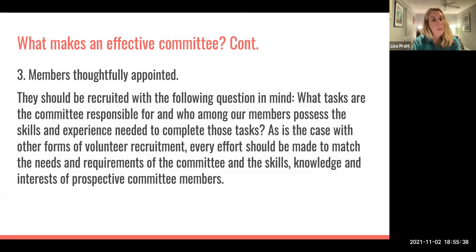So the 3rd point is members are thoughtfully appointed. They should be recruited with the following question in mind: what tasks are the committee responsible for, and who among our members possess the skills and experience needed to complete those tasks? As is the case with other forms of volunteer recruitment, every effort should be made to match the needs and requirements of the committee and the skills, knowledge, and interests of prospective committee members. I think right now Mike does a great job of interviewing prospective members and vetting them for us. So I think that we are at an advantage at this point with that. Next slide.